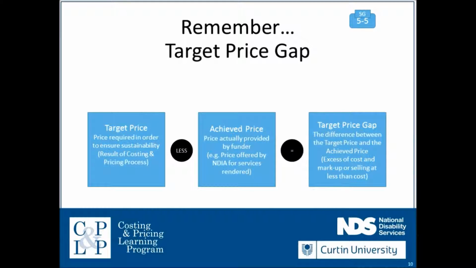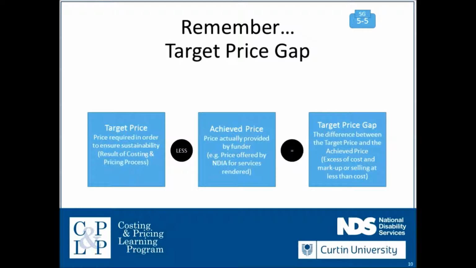It's also important to remember that the target price gap is calculated on a per unit of measurement basis. So that is on each type of activity that you provide, and therefore it's not necessarily the target price gap for each individual activity that's going to be important, but rather the calculation of all of the activities you undertake, and particularly the mix of activities, because you might find that you have a negative target price gap for some activities that are relatively small and immaterial, and which is supported by other activities that return a much better result for you.